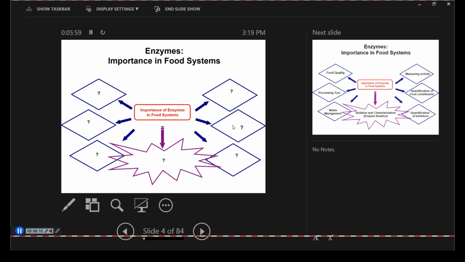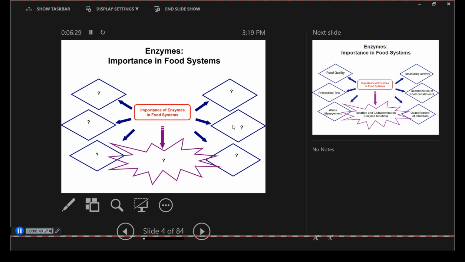Clarified juices? Yes, processing tools. Clarifying juices by adding pectinase. Okay. They can contribute to rancidity if they're in the food. Food quality. They can contribute to rancidity. They can contribute to enzymatic browning, flavor development through rancidity and other pathways. Okay, great. Chopping the longer molecule specifically.